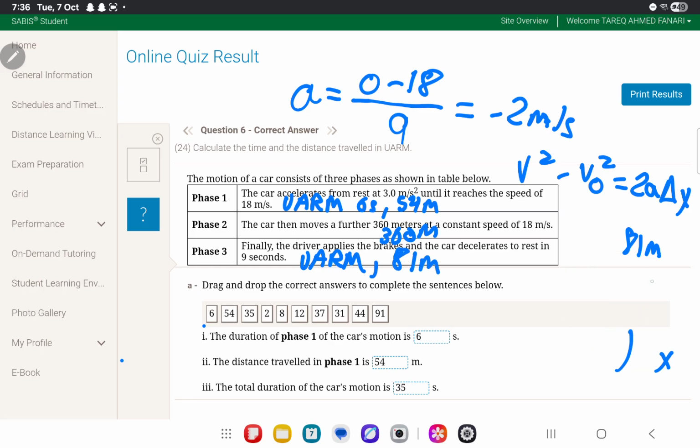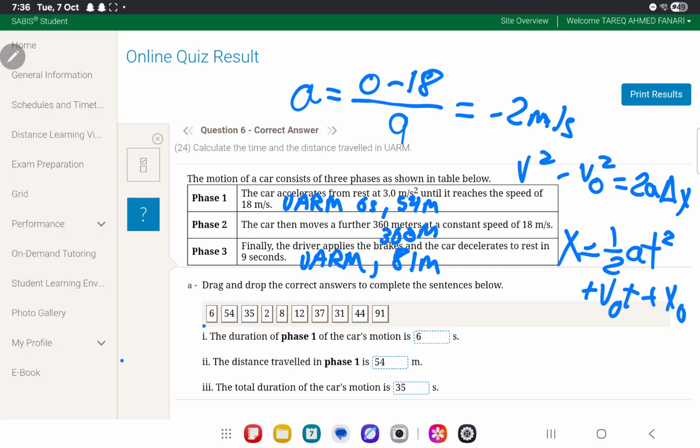Now, of course, you can use the formula x equals half AT squared plus V0t plus x0, right? And this will actually give you the displacement in one step. Why? Because x0 will be 54 plus 360. By calculating for this phase, you'll already be, how much is 360 plus 54? 414 meters in when you reach phase 3, right? So this is your initial displacement.